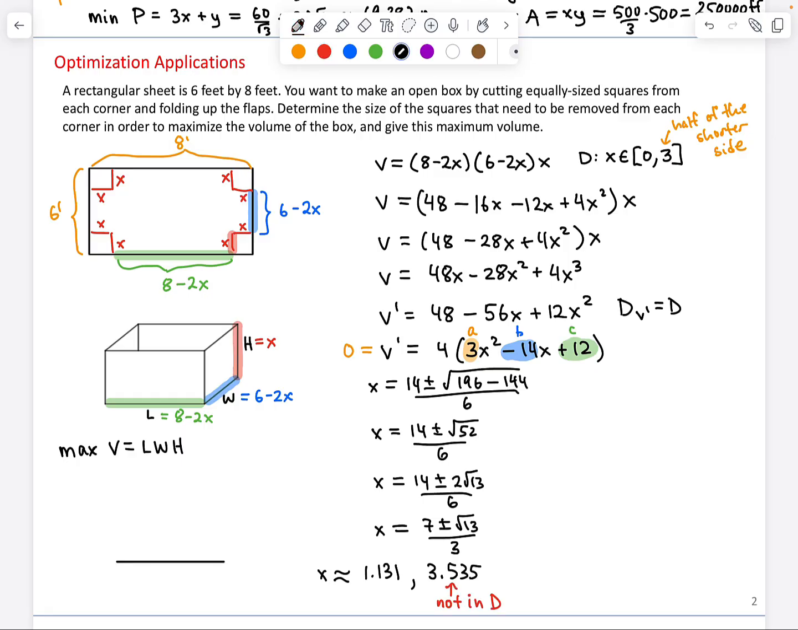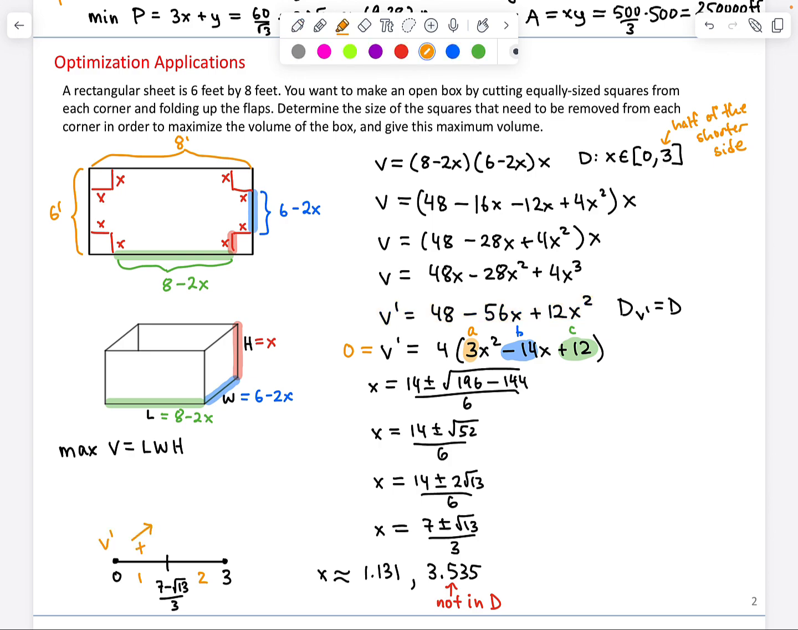Next, we do a number line that represents the domain. So from 0 to 3, we put our only critical number on it, which was 7 minus rad 13 over 3. Then we pick test numbers. A 1 is in this first subinterval, and a 2 would be in this second subinterval. Now plug 1 into this derivative, and we will get 48 minus 56 plus 12. That's 60 minus 56. That's a positive result. So v prime is positive, meaning the v function is increasing.